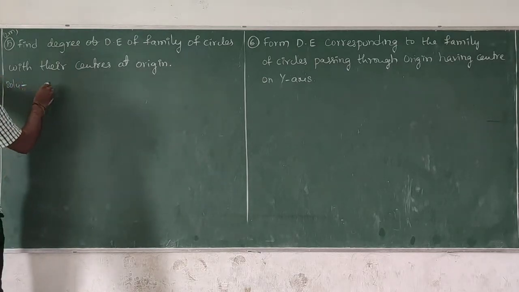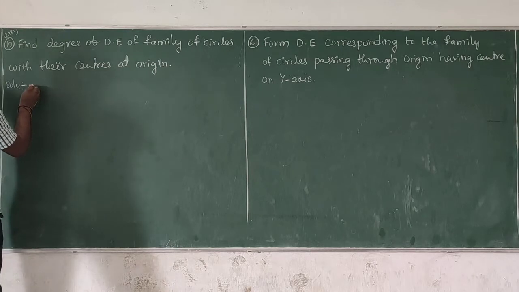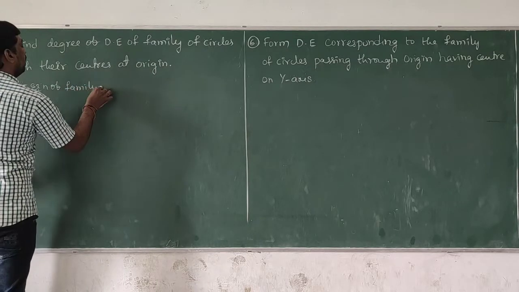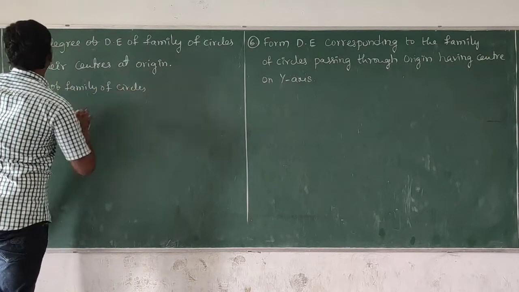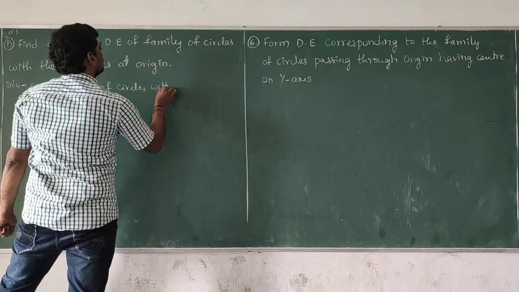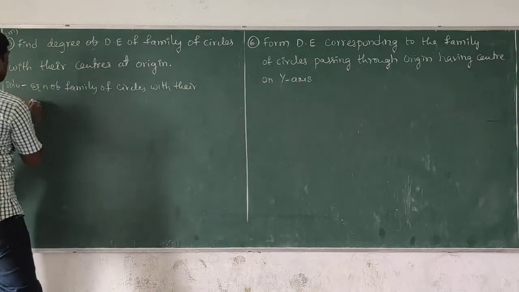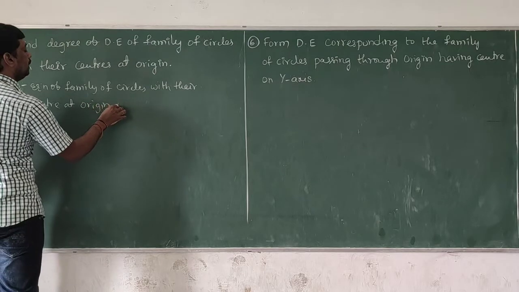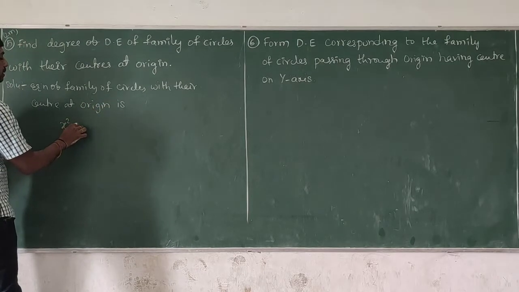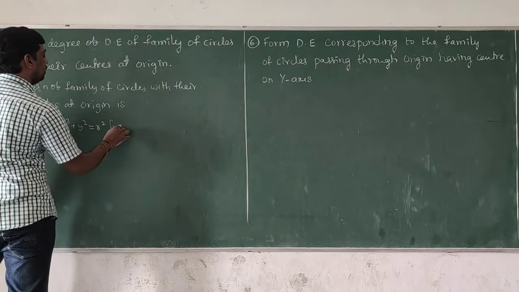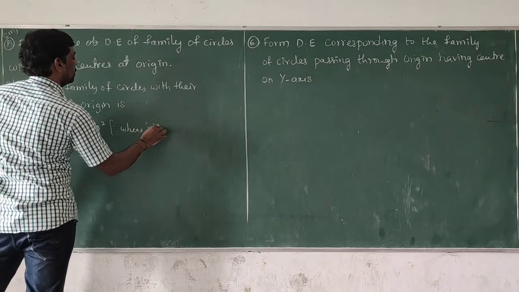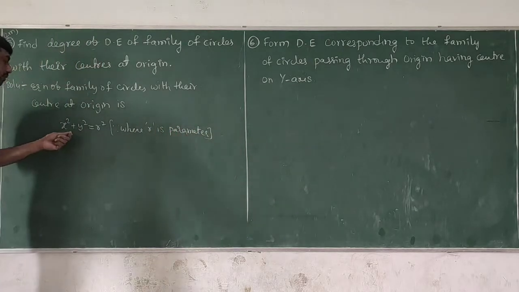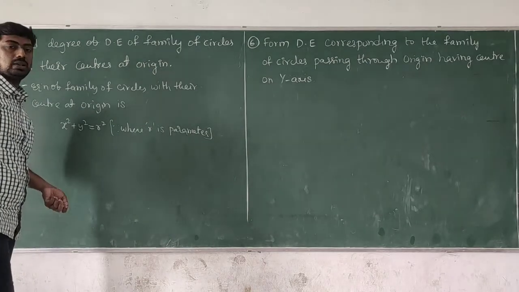So the equation of the family of circles with center at origin is x square plus y square equal to r square, where r is the parameter. If anyone has not understood this equation directly, I am explaining another process also.